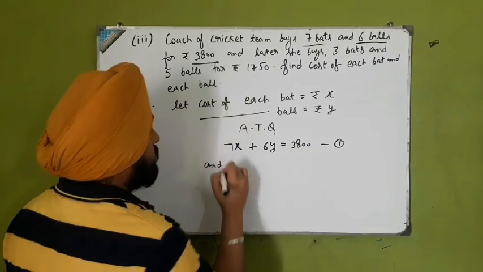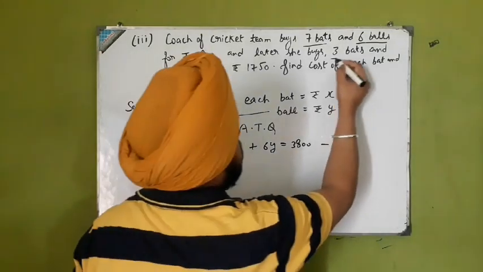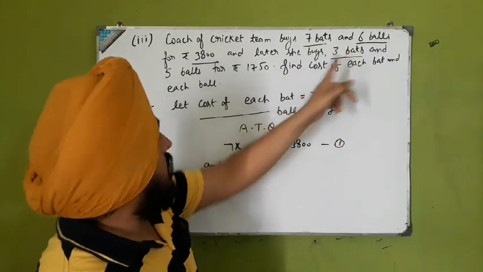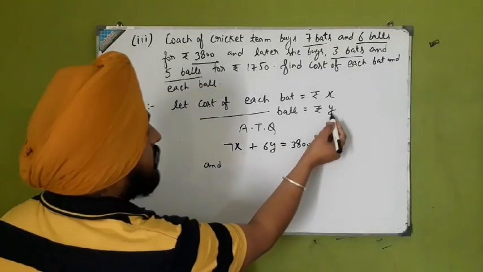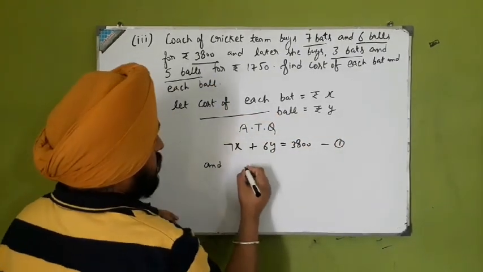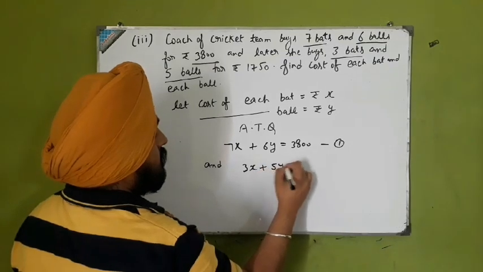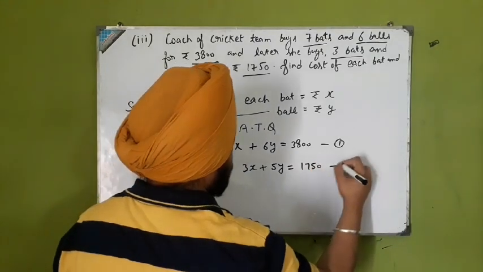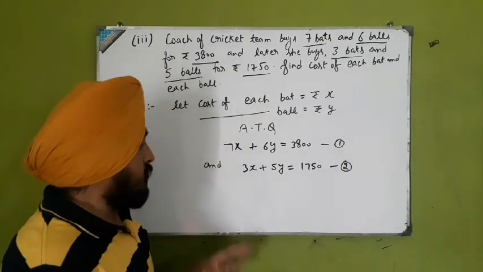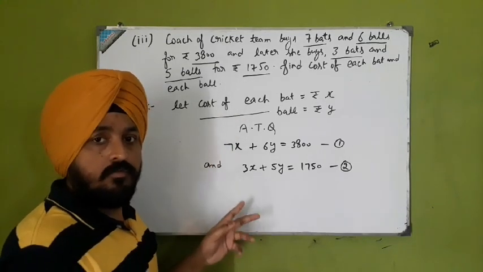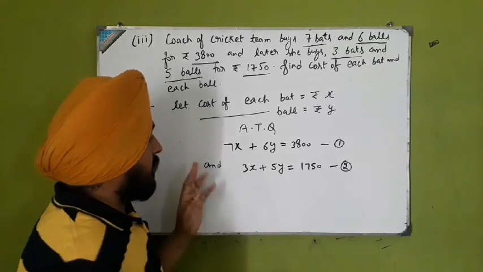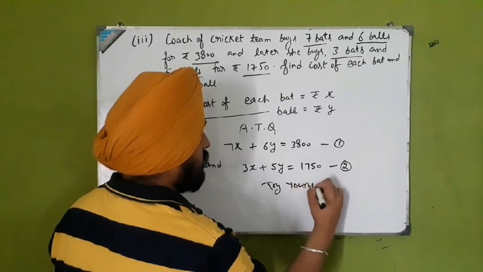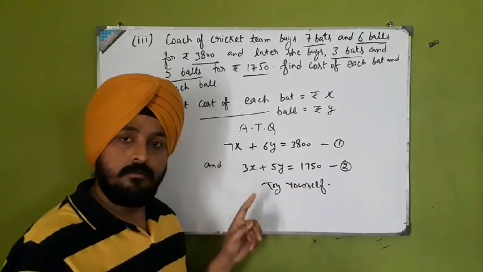Similarly for the second equation, later she buys 3 bats. The cost of each bat is x rupees. The cost of 3 bats will be 3x, and the cost of each ball is rupees y. The cost of 5 balls is 5y. So 3x plus 5y, total cost 1750 rupees. That is equation number second. So you have to try yourself to solve for the value of each x and y by the substitution method. Clear? After that you have to try yourself to find the values of x and y. Clear?